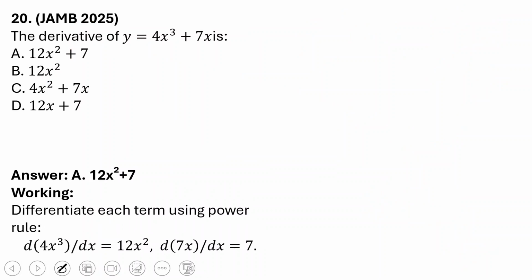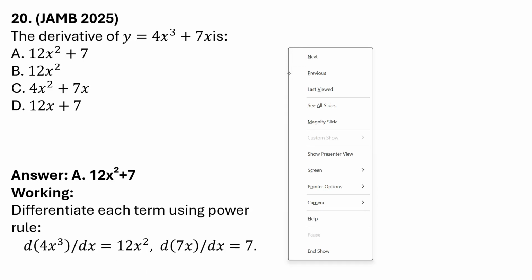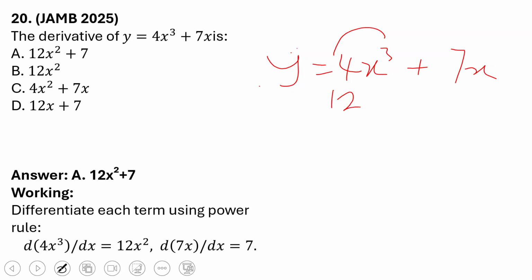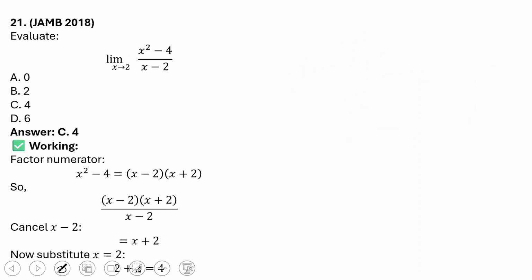Number 20. The derivative of y is equal to 4x cubed plus 7x is, so y is equal to 4x cubed plus 7x, right? Okay, again, 3 times 4 is 12, x to the power 3 minus 1 is 2, plus 7. So this is the derivative of that question.